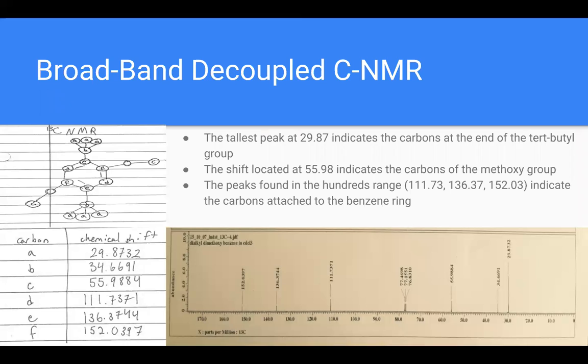So when we look at our broadband decoupled carbon NMR, we have our peak with the highest integration at 29.87 parts per million, showing that we have a tert-butyl. So all those are going to be carbon A. The shift at 55.98, those are the carbons on the methoxy group. And the peaks furthest downfield indicate the carbons that are attached to the benzene ring.